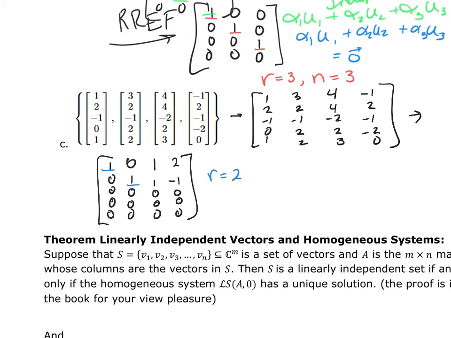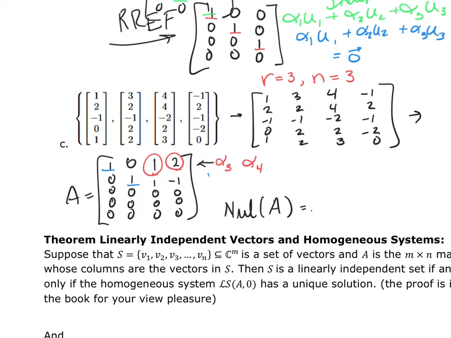My r happens to be 2. I have 2 pivot columns, but my n, the number of columns I have, is 4. So I know that these are linearly dependent, and I know from my last video on spanning sets that my alphas are going to be formed by my null space. We'll call this matrix A. From this, I know that my free variables are going to be alpha sub 3 and also alpha sub 4.